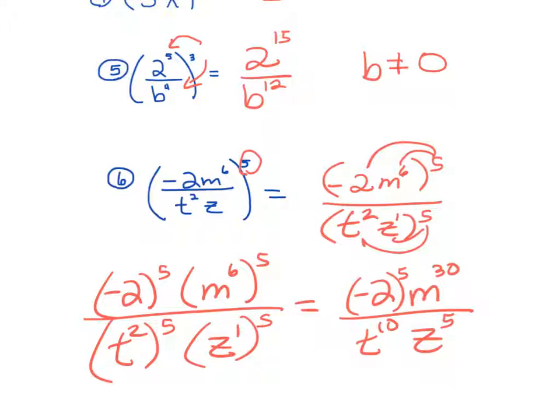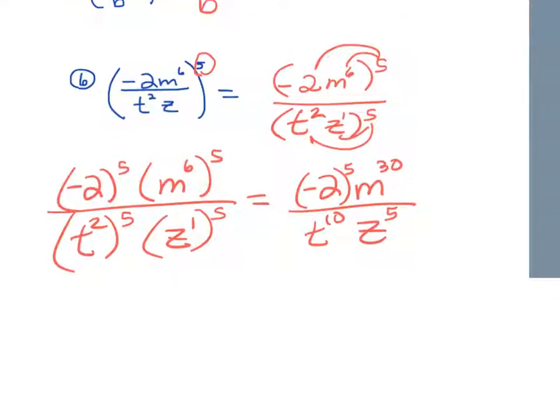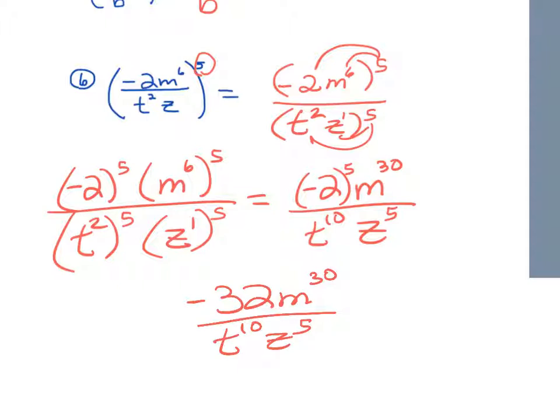Okay, everybody good? Now, if they ask you to simplify or evaluate this more, we could have also simplified the -2 to the 5th and made it -32, m to the 30th, t to the 10th, z to the 5th. However, if we're leaving our answers in exponential form, this is our answer.